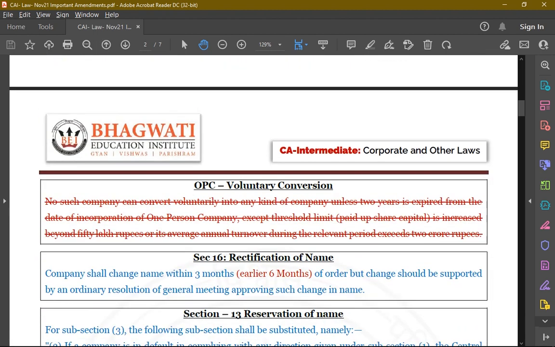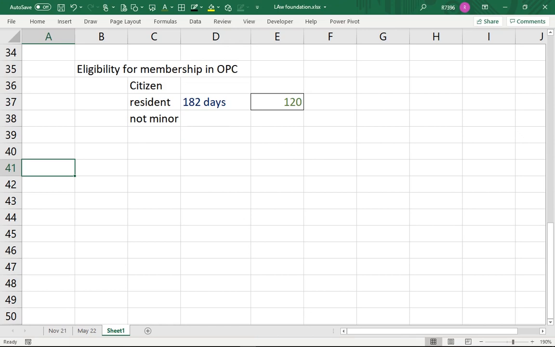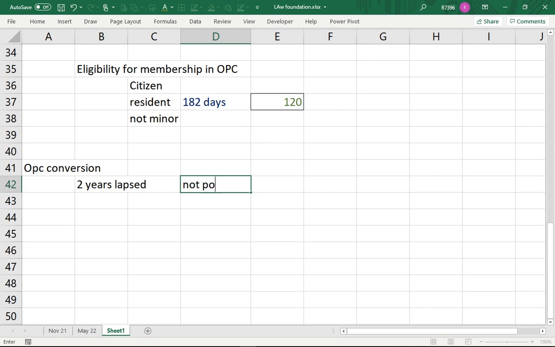Another amendment over here is about the voluntary conversion. Let me tell you about the old provision first of all. About OPC conversion. Conversion to where? Conversion to any other company. Let's say if any One Person Company wants to get converted into another private limited company or public limited company, then there was a provision that until 2 years lapsed, it was not possible. It was not possible to get converted. And if you do not want to wait for the 2 years, then you have to go with that threshold limit.